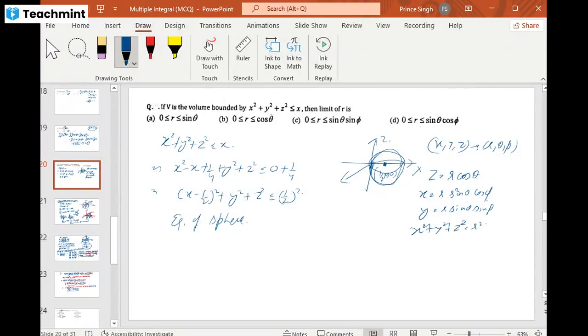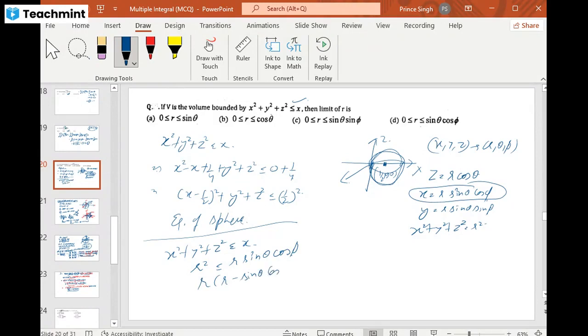This is equal to r square. So we substitute this value in this equation. So we get x square plus y square plus z square is less than or equal to x. This is r square. And what is x? r sin theta cos phi. So r is common. r times (r minus sin theta cos phi) is less than or equal to 0. So it means that either r equals 0 or r equals sin theta cos phi.